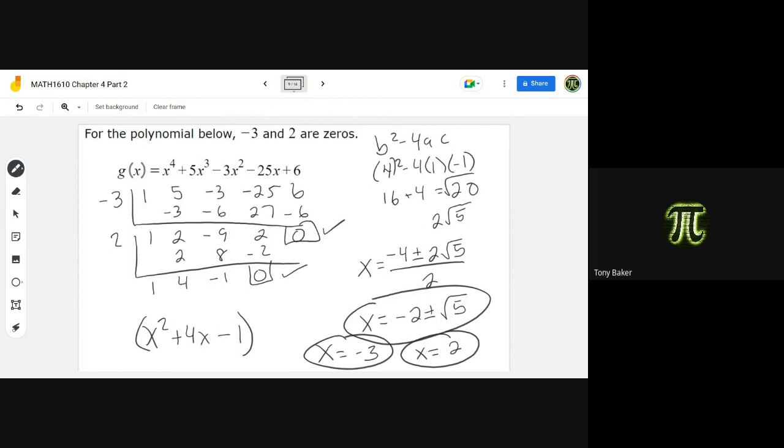Because I'm dividing everything by 2. Would it be 2/5? No, because that's a multiplication. So it's -4/2, which is -2. And then 2 square root of 5 over 2. The 2's cancel out. I don't think I screwed up my signs in this one.